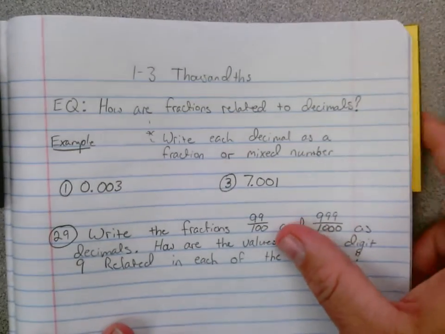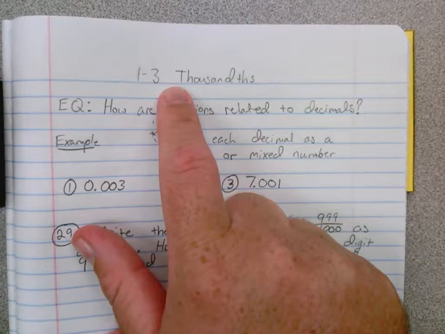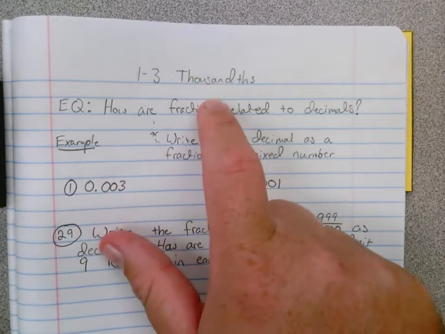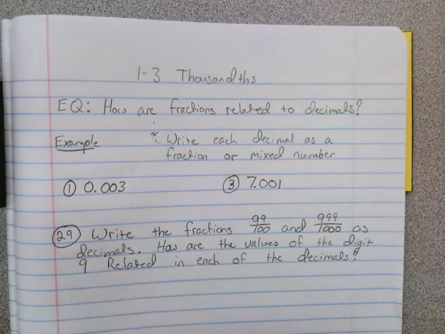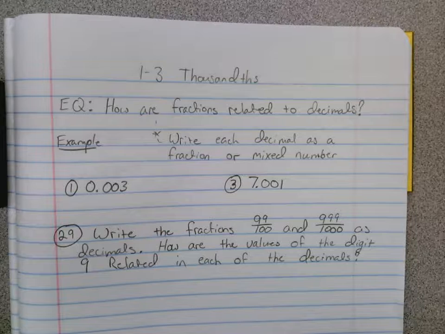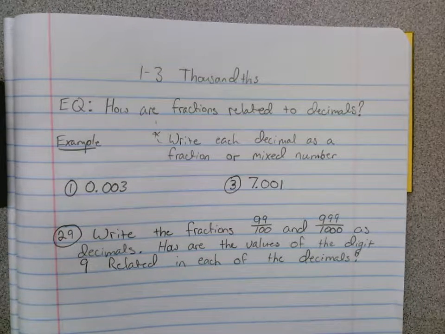Next thing we're going to do is make sure we have our page titled. Today we're going to work on lesson 1-3 and it's going to cover the thousandths place. Our essential question is how are fractions related to decimals? You have already learned to express amounts in tenths and hundredths using fractions and decimals. Today you will learn how to express amounts in thousandths using fractions and decimals.